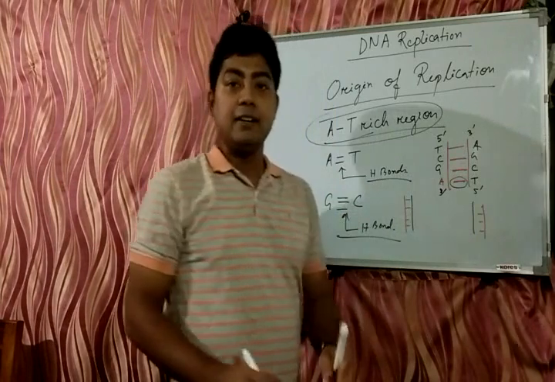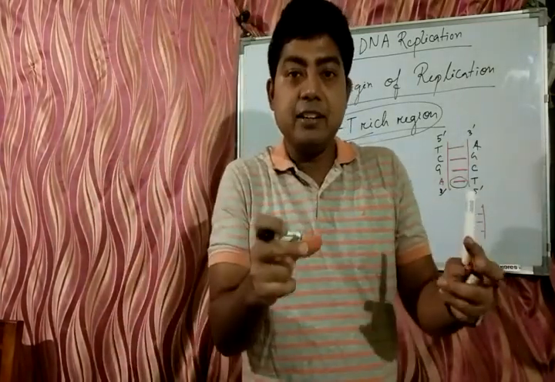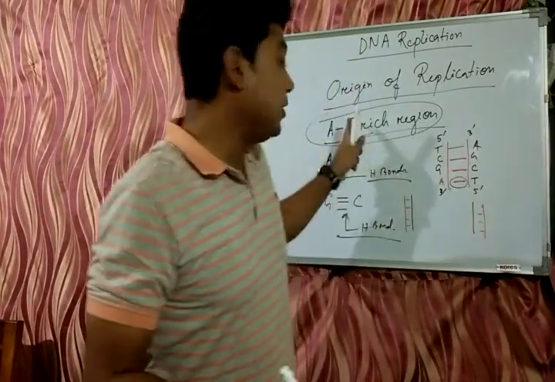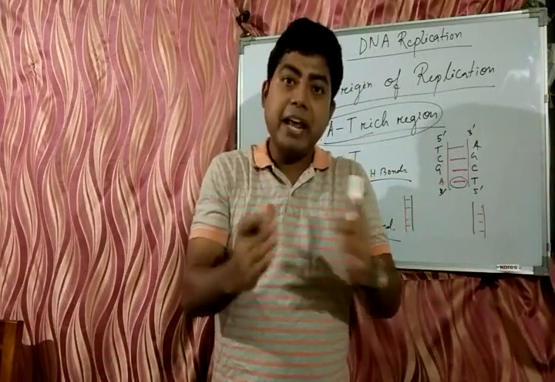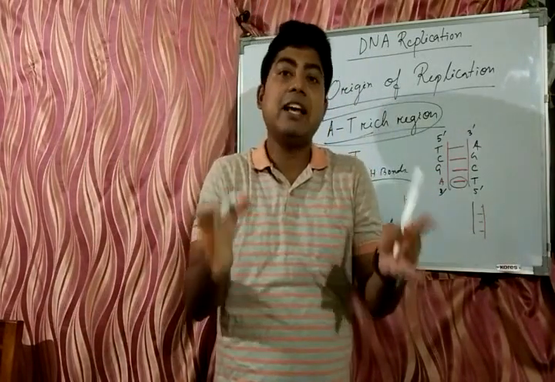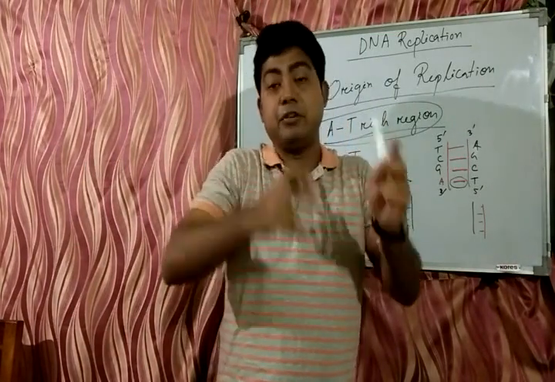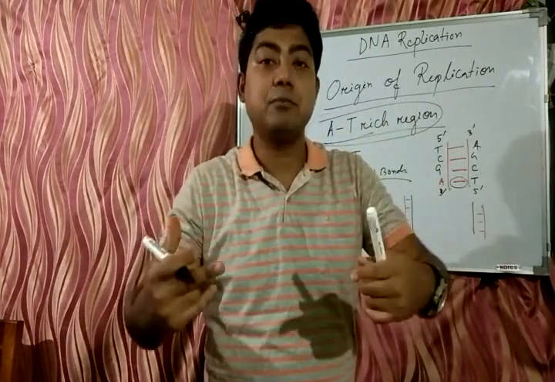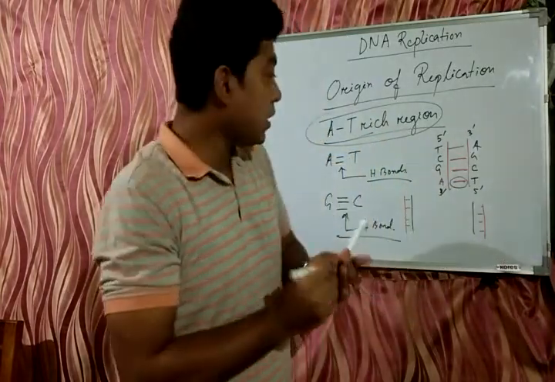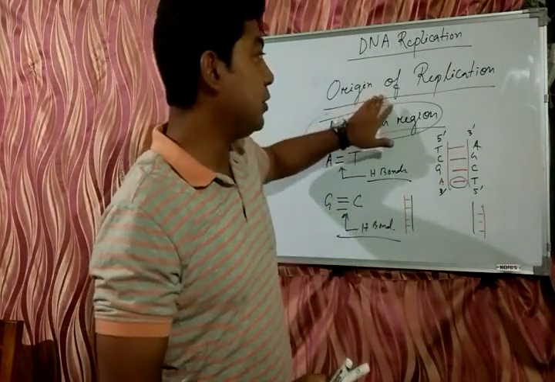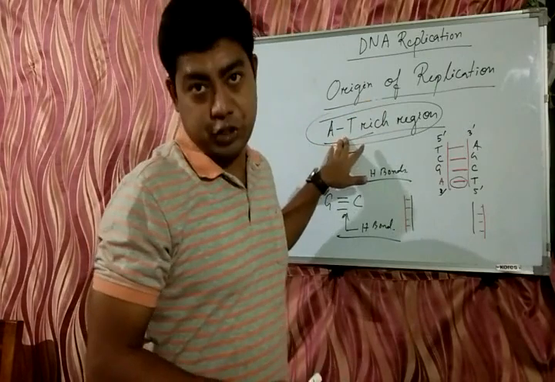That's why the origin of replication regions are generally rich in AT. So it is enzymatically more helpful to break these two hydrogen bonds in comparison to nucleotides having three hydrogen bonds, like GC base pairs. So the origin point normally contains an AT rich region.